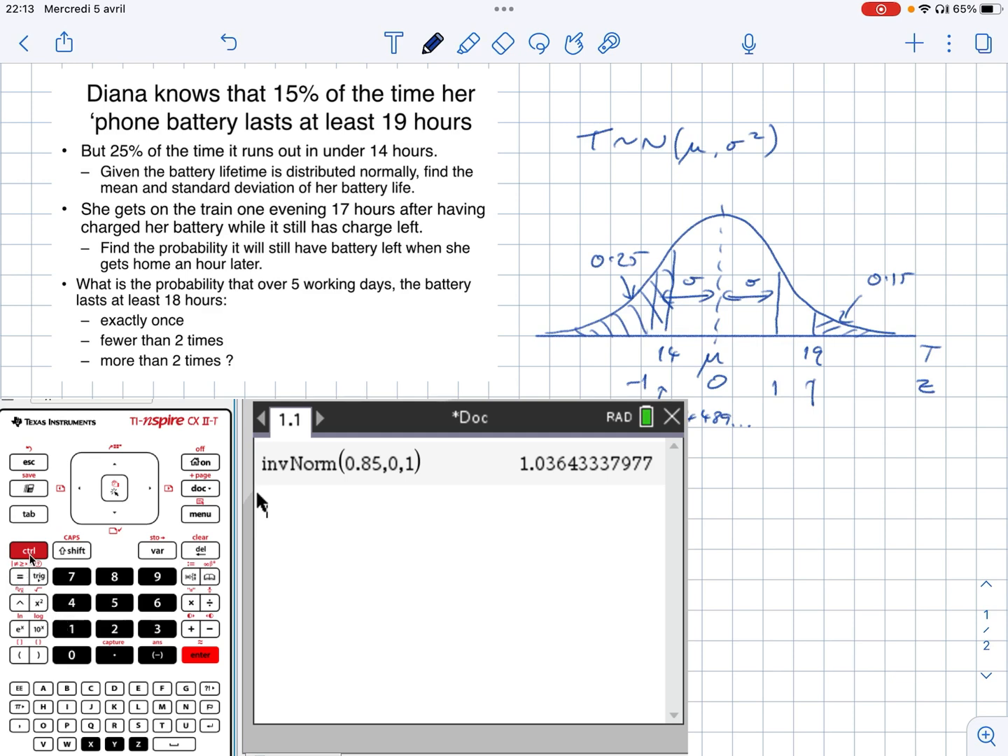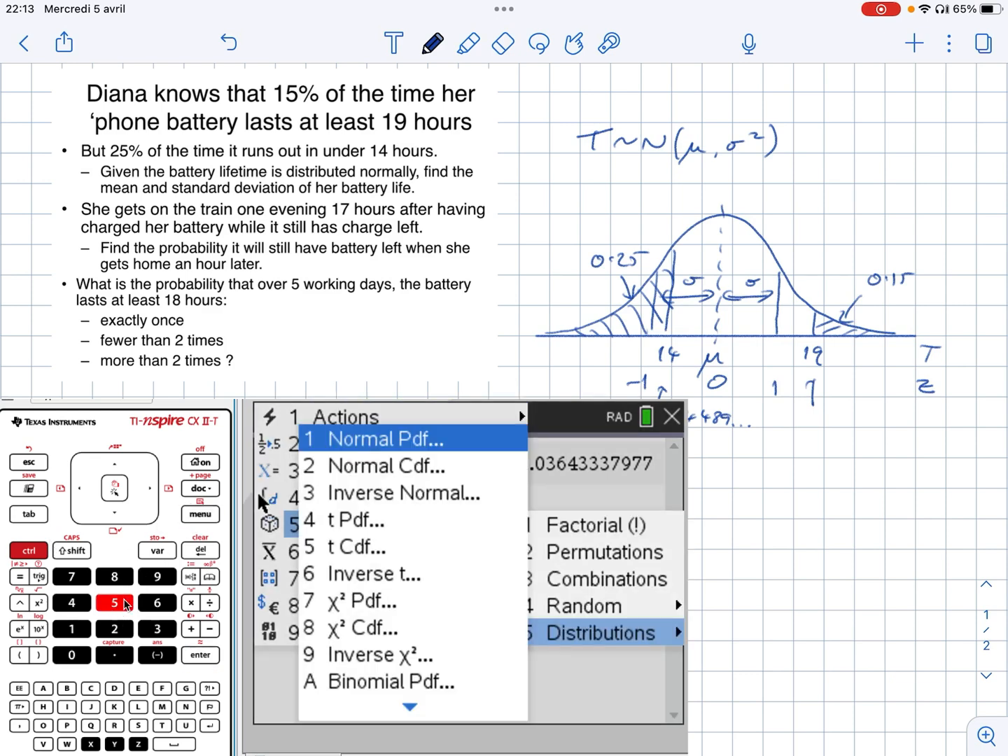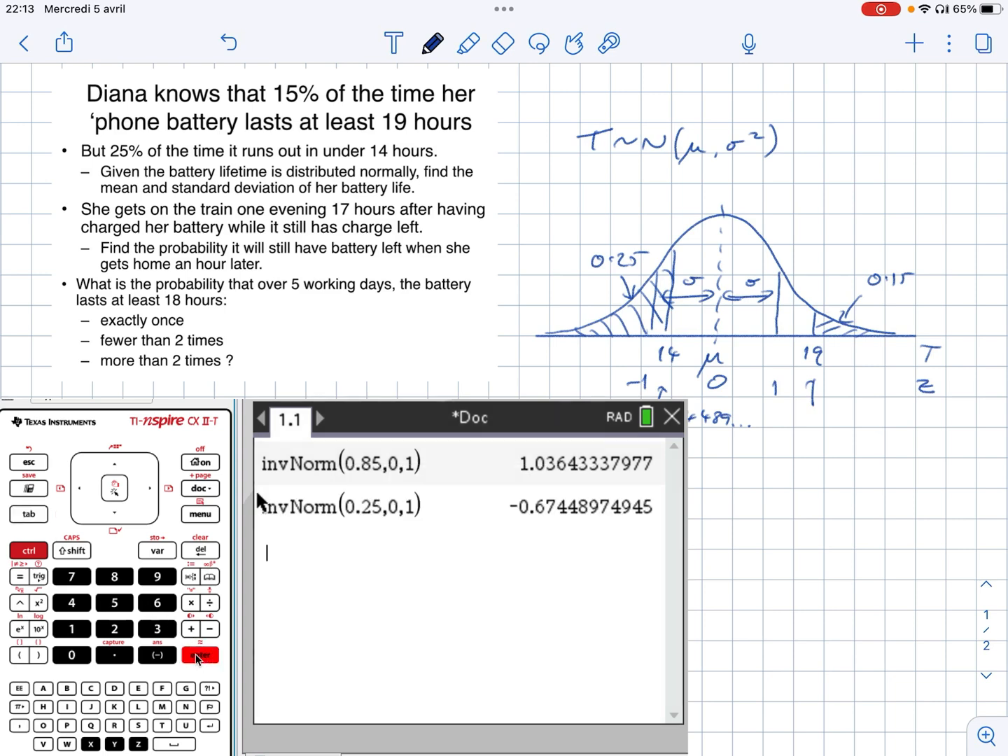I'll do an inverse normal distribution for the other one: menu, 5 probability, 5 distributions, inverse normal number 3. Area is 0.25 because it always wants areas to the left. Mean and standard deviation are both 0 and 1. And there's my equivalent of being 25% on the left, or the 25th percentile.